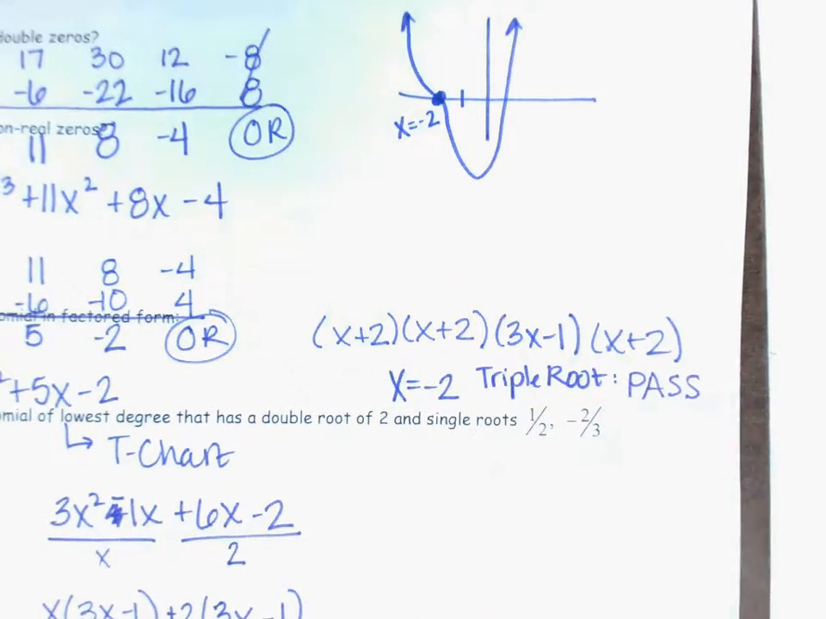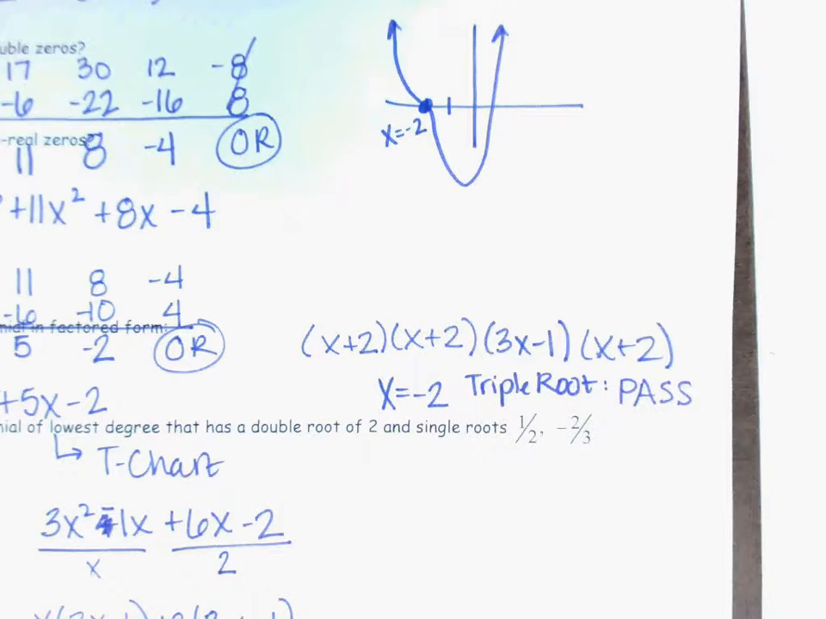And remember, the only difference is a pass means that you go through the x-axis versus a bounce, you just touch it and stay on the same side. Y'all can just put it right there.